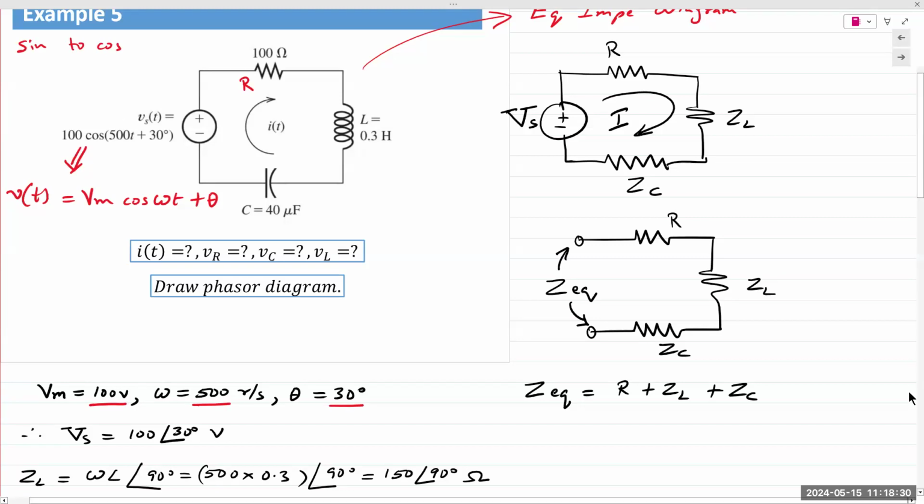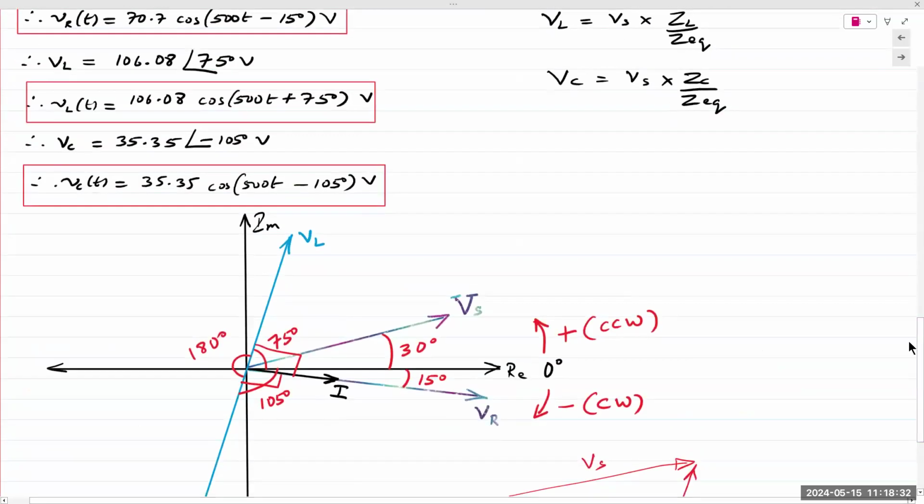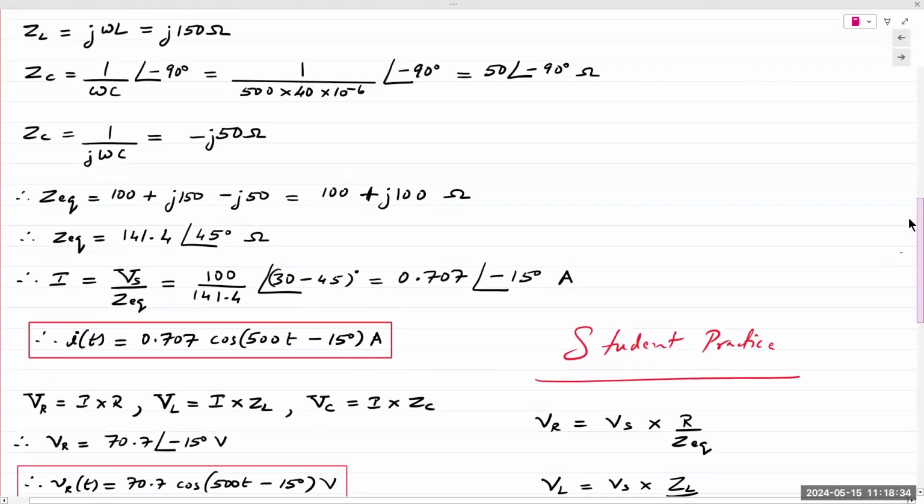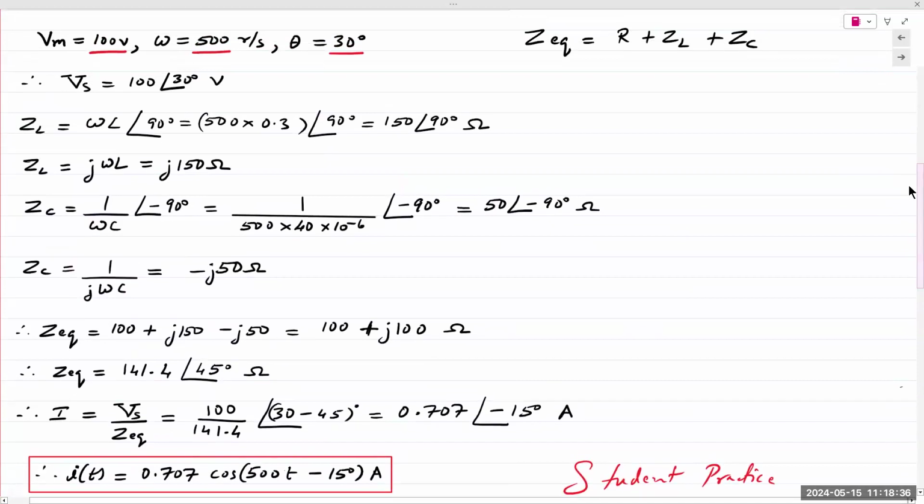Once you have the value for omega, you can directly write down the phasor for the source. In this case, it's in cosine, magnitude 100, phase angle 30, so 100 with an angle of 30. Phasor is done. And then we take the standard equations for ZL and ZC, plug in the values for omega and the component values, and find ZL and ZC.